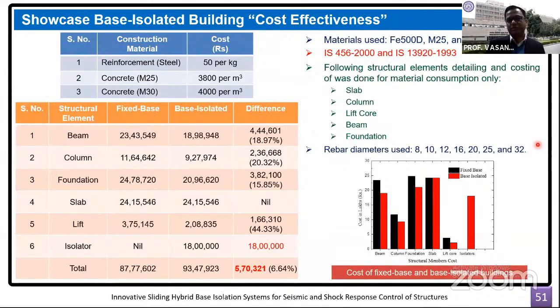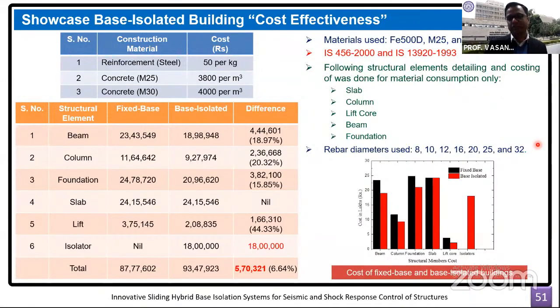There is no labor cost or any other costs incorporated, because this was more of an academic exercise just for us to get some ballpark figure as to what is the comparison between expenditure we make on the base isolated building and a fixed base building. What you would note is the cost incurred in building the beams, columns, and foundations reduced drastically in case of base isolated building vis-a-vis the fixed base building.